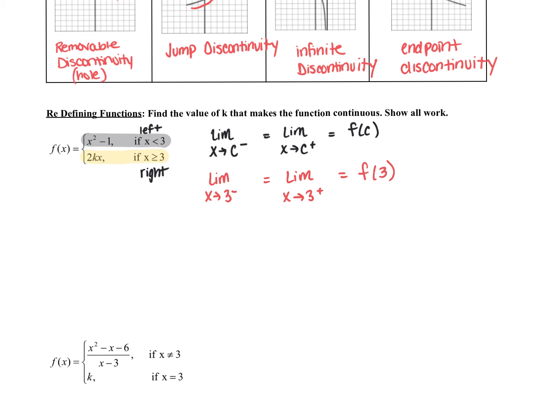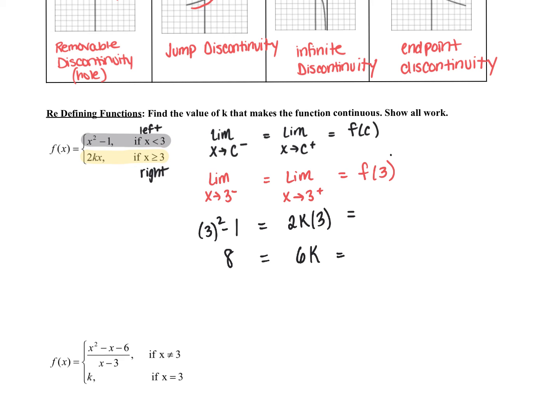So for the left side, we're going to plug in 3 into the top function. So 3 squared minus 1. That's 9 minus 1, which gives me 8. And then for the right side, I've got 2 times k, and x is 3, so that's 6k. And then f of 3 is the value of that function.